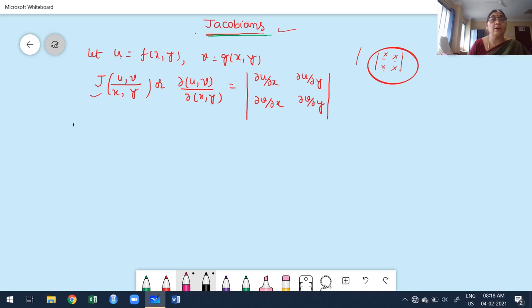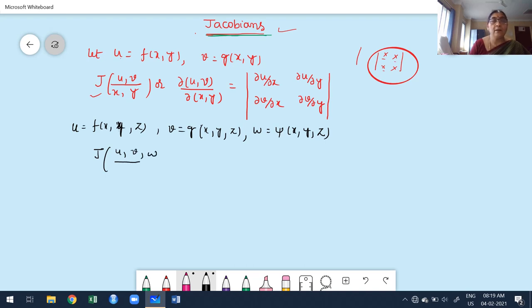Suppose we have 3 functions, u, v, w, and u, v, w are functions of x, y, z. u is a function of x, y, z. v is a function of x, y, z. And also w is a function of x, y, z. Then I want to write the Jacobian. What is the Jacobian? The Jacobian of the functions u, v, w with respect to x, y, z. You put a comma to separate the variables. Now we get a 3 cross 3 determinant. Earlier we got 2 cross 2.